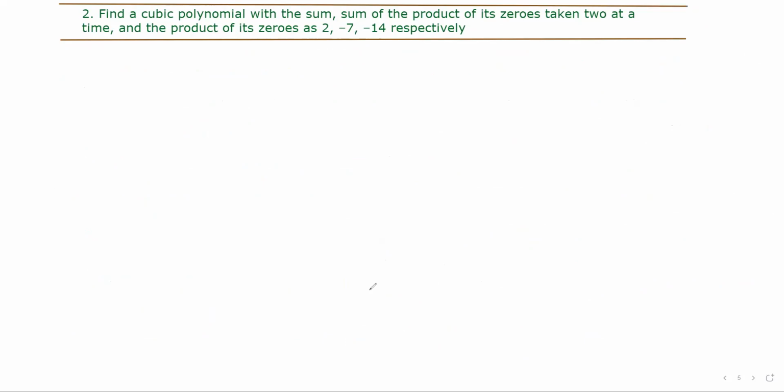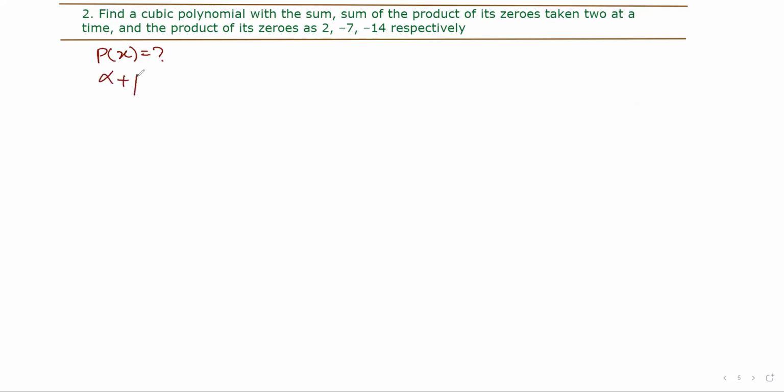So what values are given to you? Three values are given to you. What do these three values represent? The first value is the sum. You have to find the cubic polynomial. Now your job is to find the value of P of x. P of x is equal to question mark. The first value is the sum, which is 2. The sum of products of its zeros taken two at a time is -7, and the product of zeros is -14.